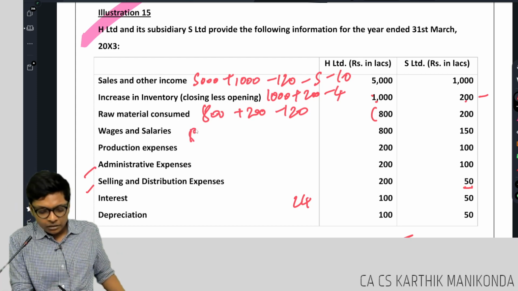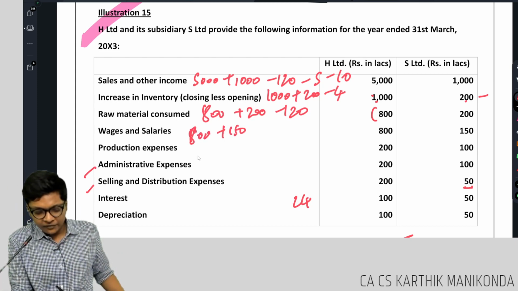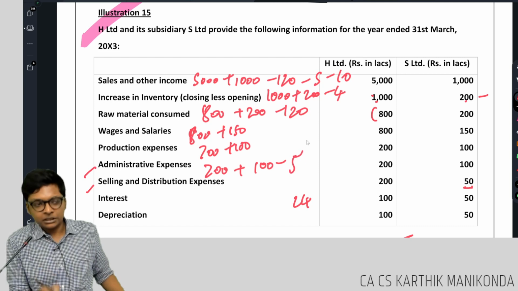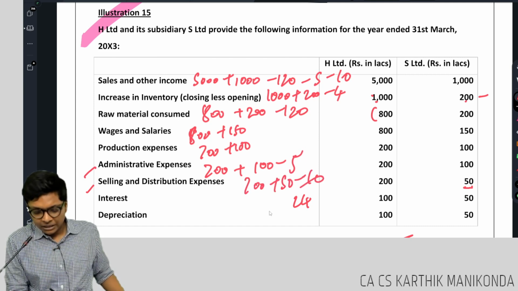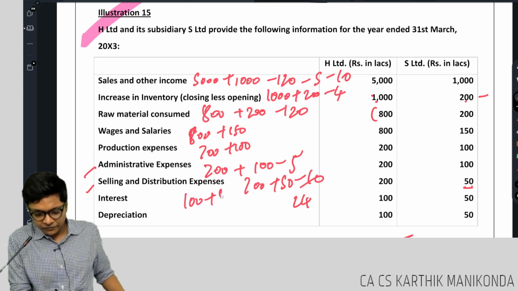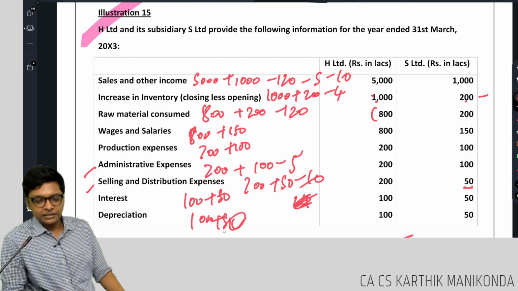Wages and salary 800 plus 150. Production will be the same, 200 plus 100. Admin expense will be 200 plus 100 minus 5. Selling will be 200 plus 50 minus 10. Interest will be 100 plus 50. Depreciation is 100 plus 50. Are you following, guys? That's it.